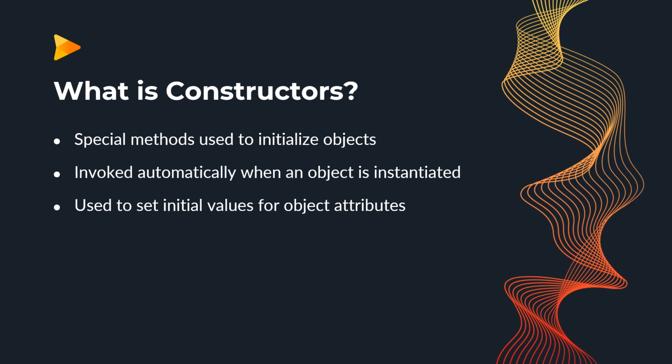A constructor is a special type of method which is used to initialize objects. It is invoked automatically when an object is initiated or instantiated. It is used to set initial values for object attributes. Okay, so I hope you have understood, but I want to clear your concept. The constructor name is the same as the class name.